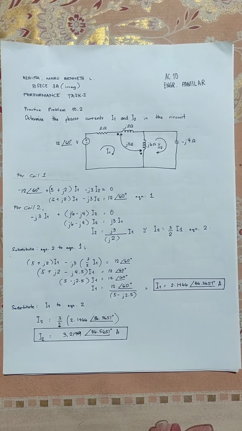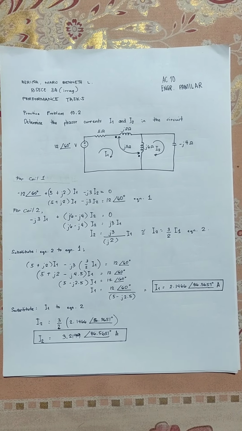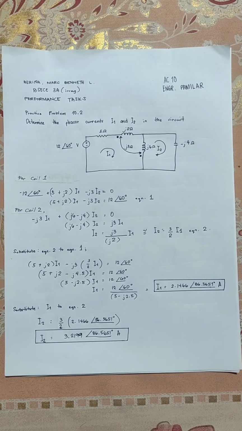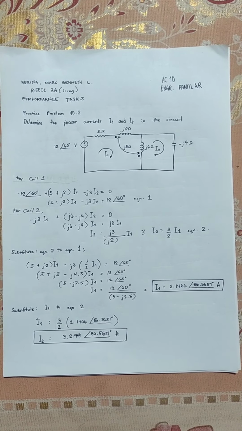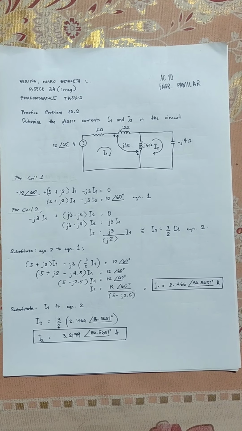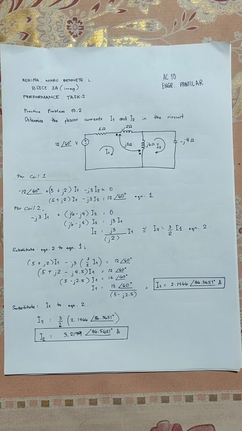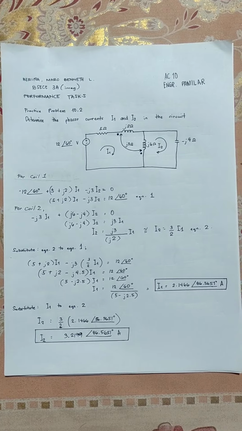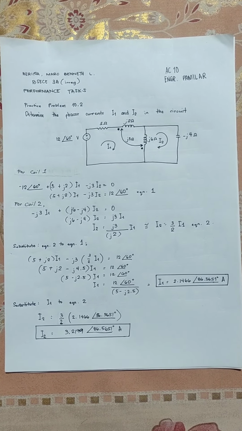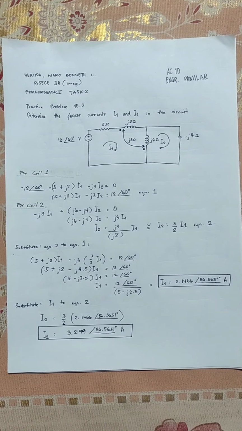In practice problem 10.2, determine the phasor currents I1 and I2 in the circuit. For coil 1, negative 12∠60° plus (5 + j2) I1 minus j3 I2 equals 0. Since our currents are both entering the dots, our j3 term will be negative. Our equation 1 will arrive at (5 + j2) I1 minus j3 I2 equals 12∠60°.